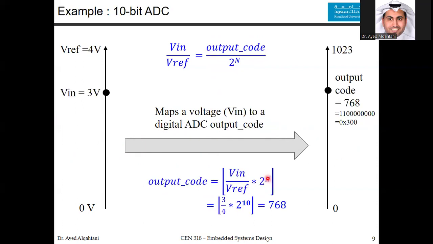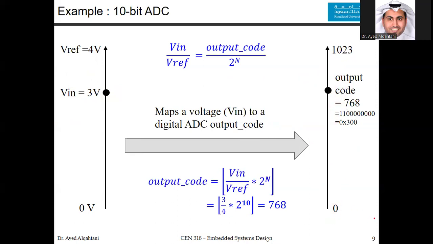That's an example. Here we decided that the Vref is 4 volts and the V input is 3 volts, and we want to find the output code. If there are 10 bits, starting from the binary value of 0 all the way to the binary value of 1023, notice that the limits here are actually 10 bits. So in binary, you would write them this way.